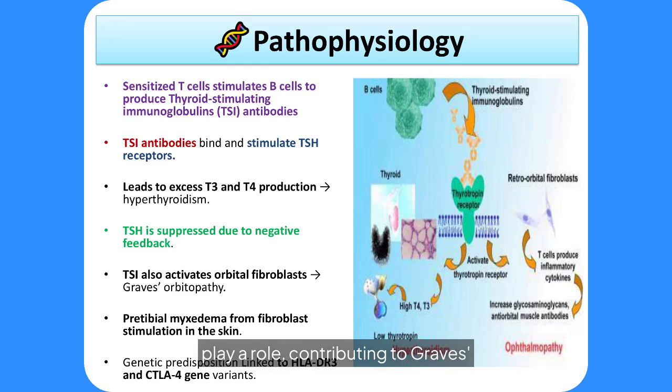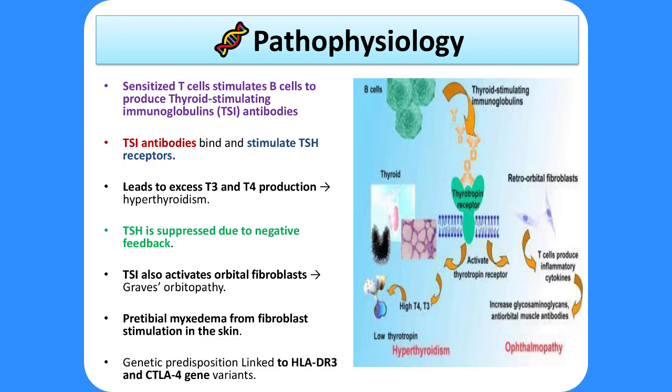TSI activity also stimulates orbital fibroblasts, leading to the characteristic ophthalmopathy seen in some patients, and fibroblast activation in the dermis can cause pretibial myxedema. Genetic susceptibility is supported by associations with HLA-DR3 and CTLA4 gene polymorphisms, underlining the disease's complex immunogenetic basis.